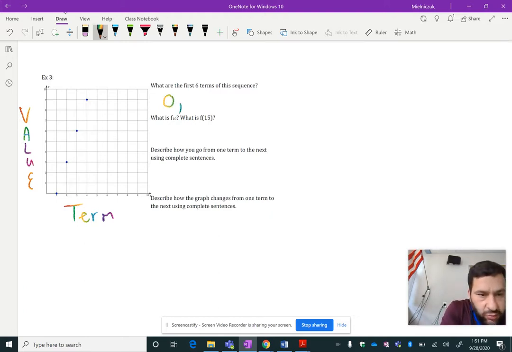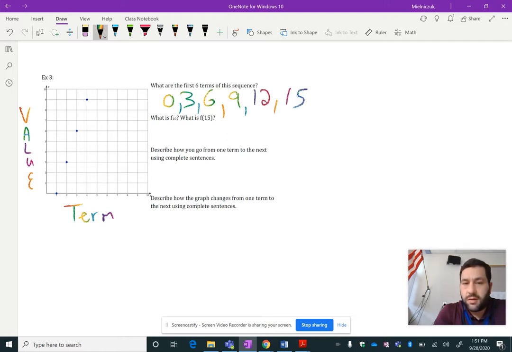Our second term would be 3. Our third term would be 6. So I'm starting to see a pattern here. Fourth term would be 9. So what's our pattern? Our pattern is that we're going up by 3 each time. And then we'd have our 15.